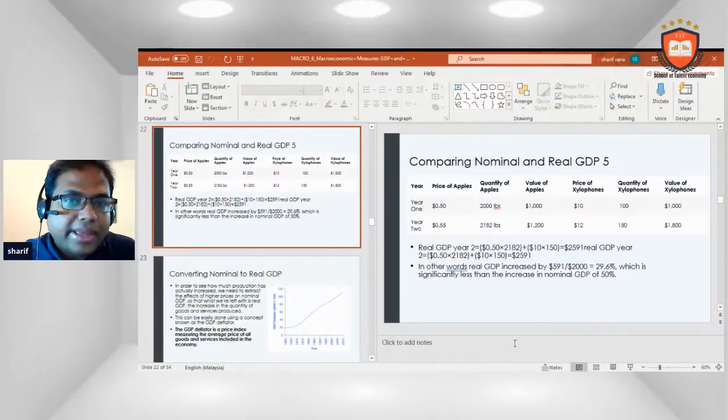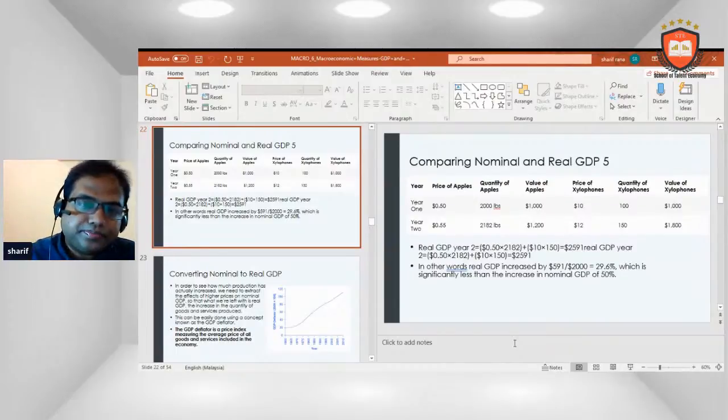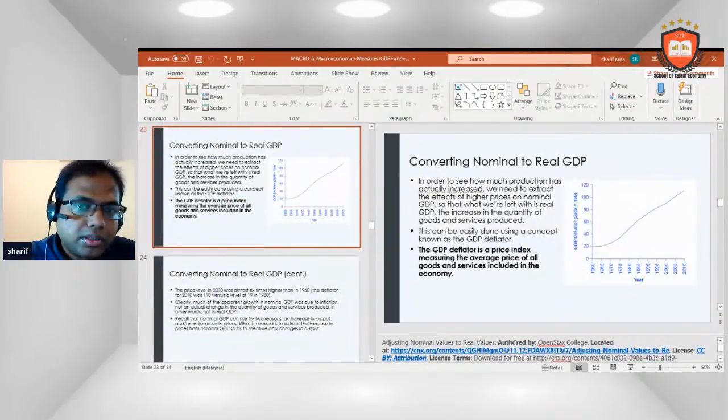So there is more math, like comparing nominal and real GDP. Real GDP in year 2 equals 2,590. On the other hand, real GDP increased by 29.6%, which is significantly less than the increase in nominal GDP of 50%. So, converting nominal to real GDP.